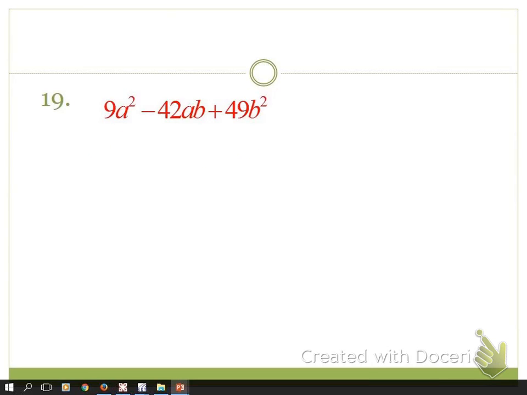Last but not least, number 19. And again, if you're not getting this, please come in and see me, and I'll try to help make it make sense. This one factors into 3a minus 7b and 3a minus 7b. This one's really tough because of the extra b in there. If you really want to go through it, again, come in and see me, and we'll sit down and go over it.